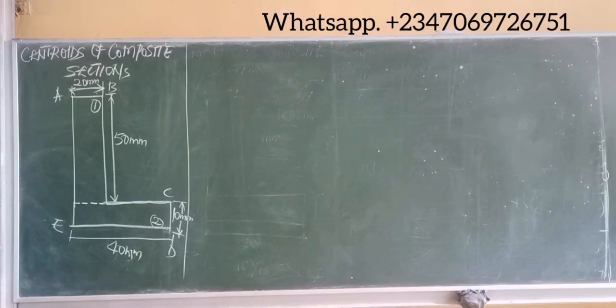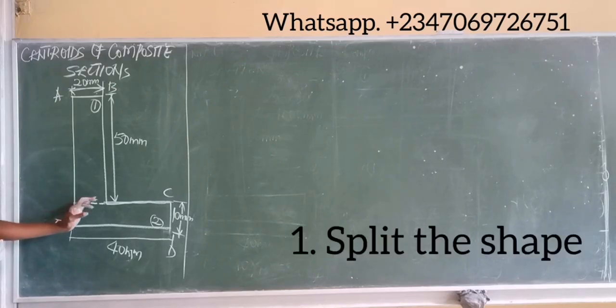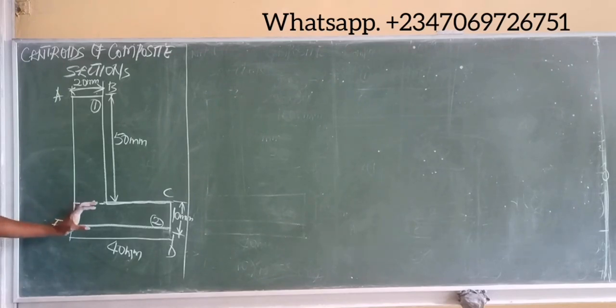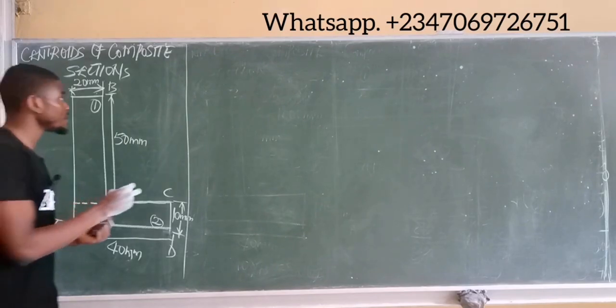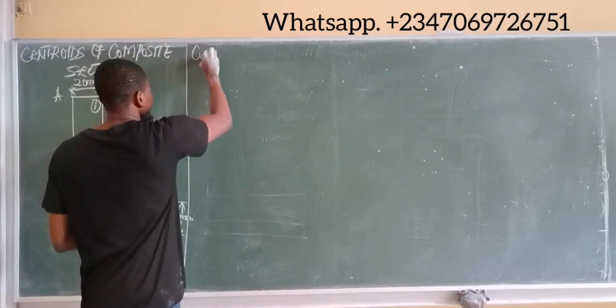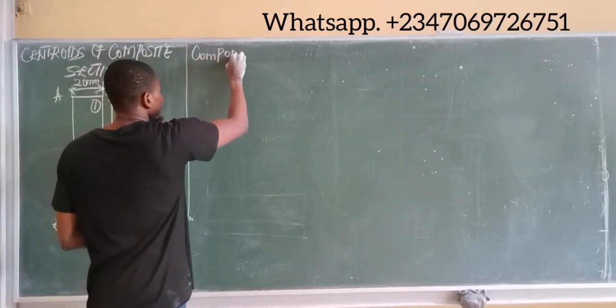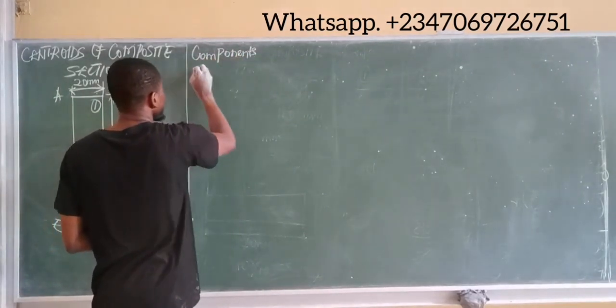Okay, now I want to find the centroid of this section. The very first thing I will do to find the center of the section is splitting this section into their respective shapes or segments, which I've done here. So I will now employ a tabular method that makes it very easy. In the tabular method, I will include the components.